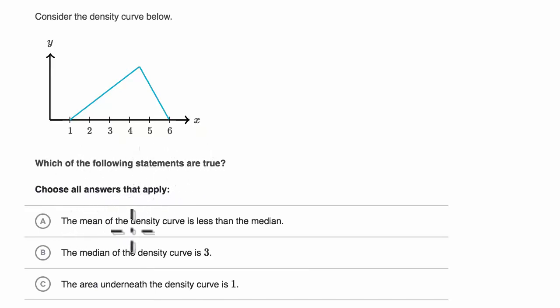The mean of the density curve is less than the median. Pause this video and see if you can figure out whether that's true. Well, we don't know exactly where the mean and median are just by looking at this. But remember, the median is going to be the value for which the area to the right and the left are going to be equal. So I would guess the median is going to be someplace like that. So that's my guess, my approximation.